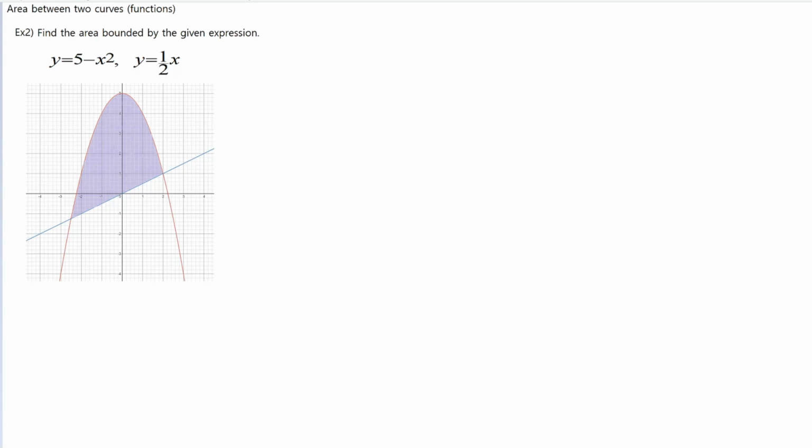Okay, now let's look at our second example. It says find the area bounded by the given expressions, y equals 5 minus x squared, and y equals 1/2 of x. And again, here's your graph. Our goal is to figure out this purple area. So the first thing is we want to figure out what the top function and bottom function are. Looking at the graph, it seems like the parabola is the top function.